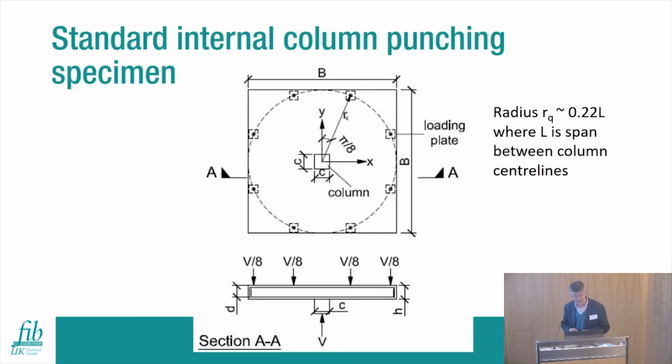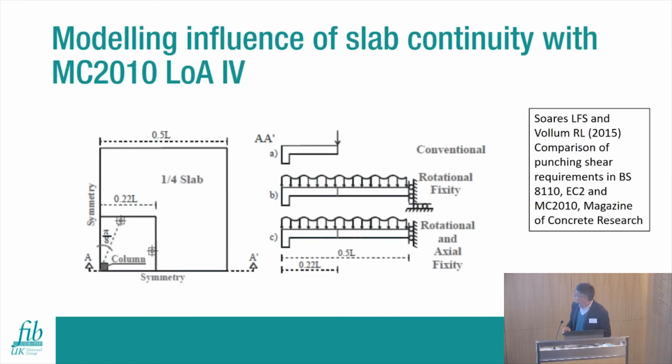So in the next few slides, I'm just going to show the results of some nonlinear analysis using level of approximation 4, which demonstrates the enhancement in punching resistance due to the slab continuity. So in this slide, I'm showing a conventional punching shear specimen where this slab here is intended to simulate the slab within the elastic radius of contraflexure. So in this analysis here, first of all, going to use the critical shear crack theory to calculate the shear resistance of a conventional test specimen.